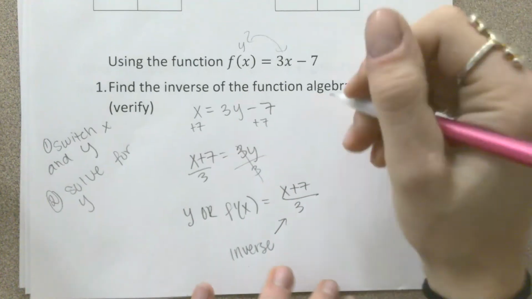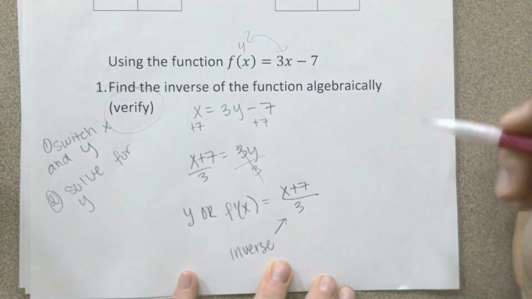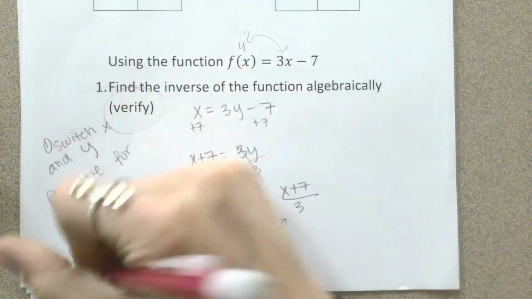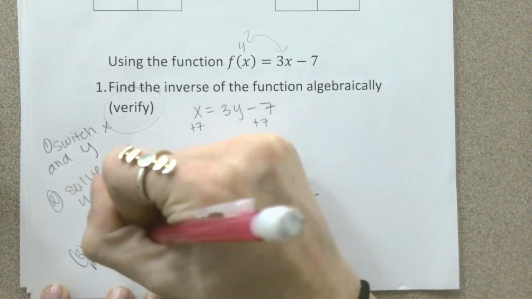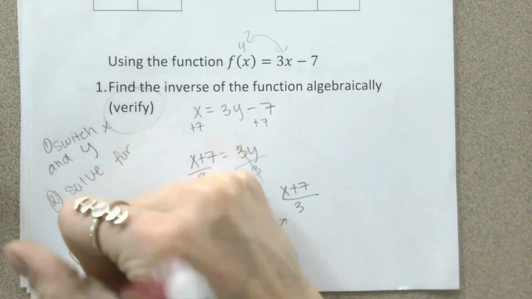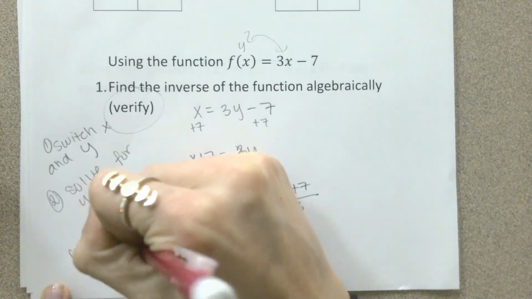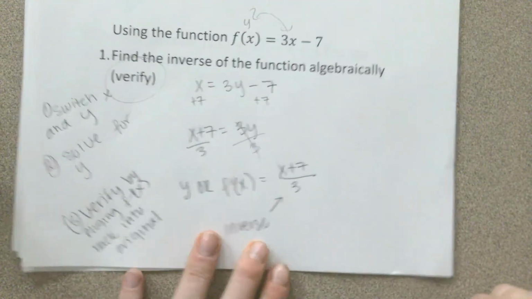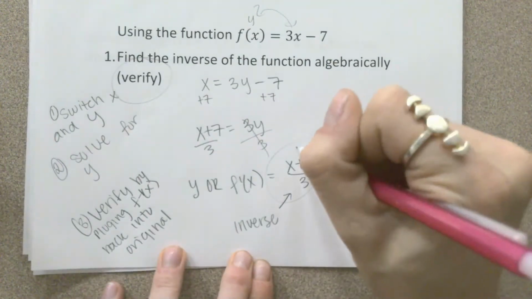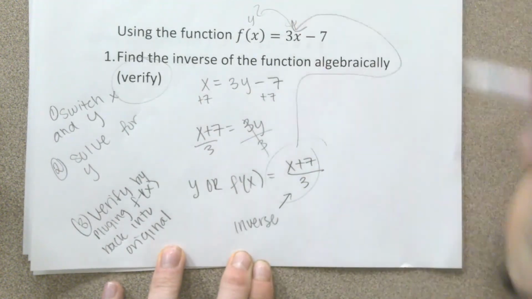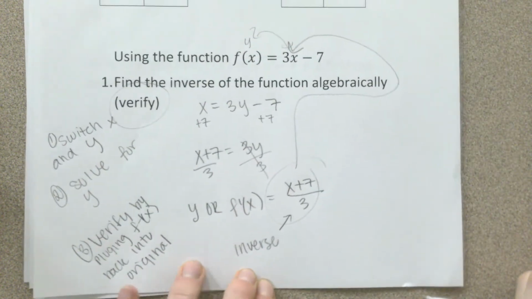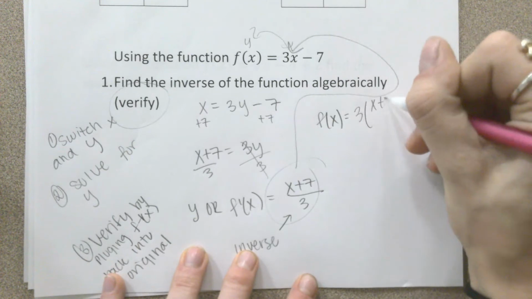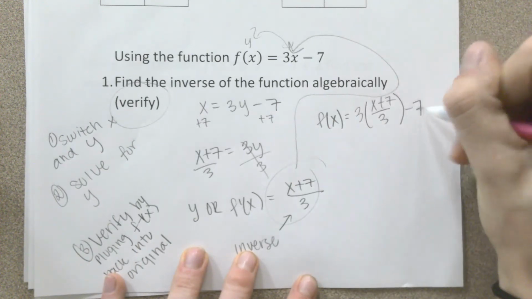Next we have to verify. Step 3, verify by plugging f prime of x back into the original. So we're going to take this and put it back into our original function. We're going to have f of x equals 3 times (x plus 7) divided by 3, minus 7.